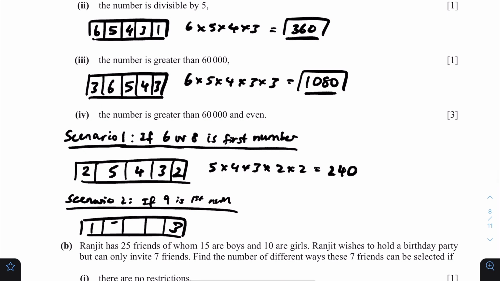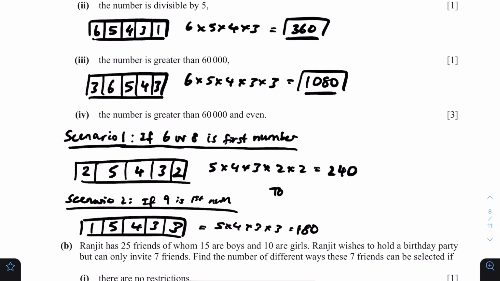So the rest of them can be filled as per usual, 5 times 4 times 3, times 3, which is equal to, I'm just going to put this in, 5 times 4 times 3 times 3. That's equal to 180.